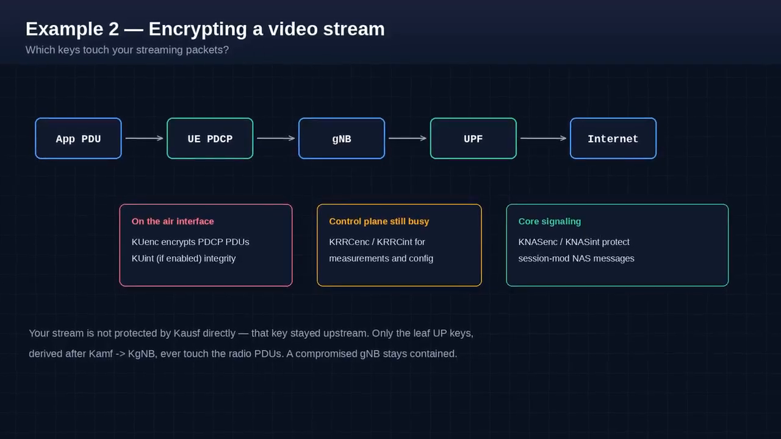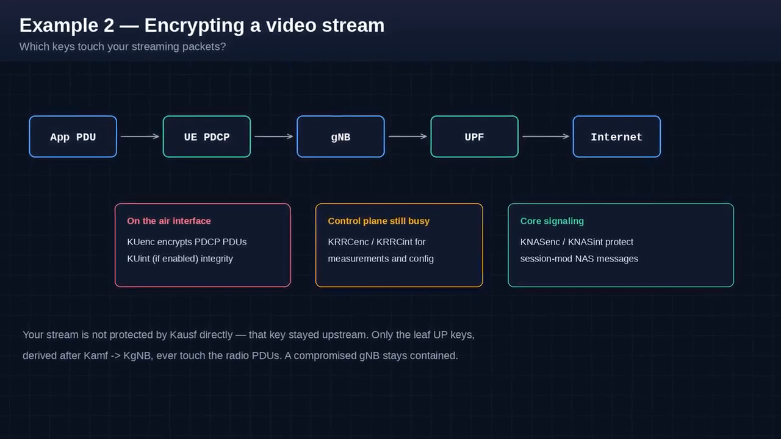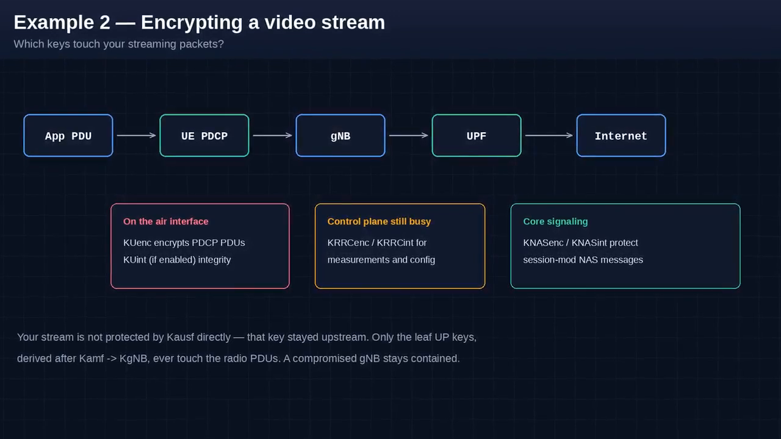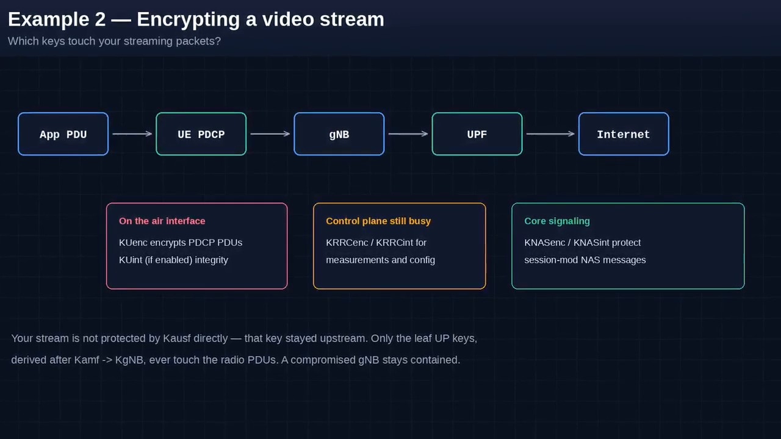Example 2. You start a video stream on your phone. Which keys actually touch those packets? Your app hands PDUs to the modem. On the air interface, the PDCP layer encrypts with KUPenc and may integrity protect with KUPint. Those keys came from KGNB, which came from KAMF, which ultimately traces back to the authentication you did when you registered, not from a per-app password.